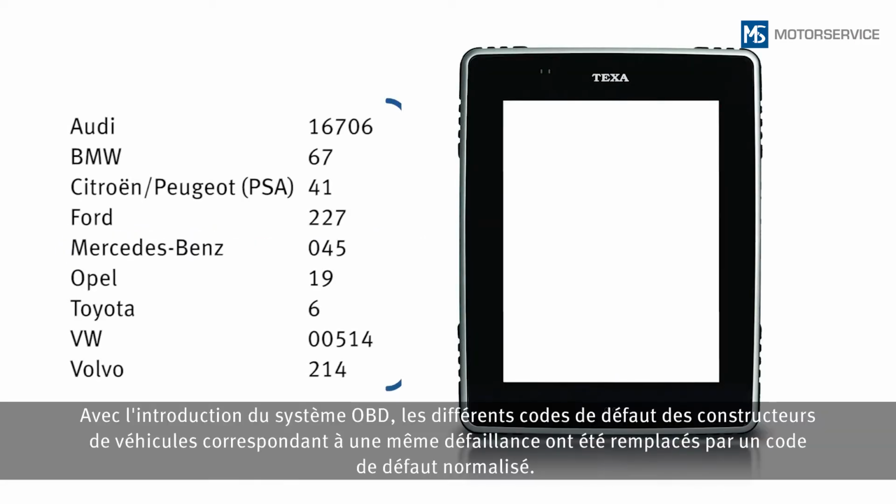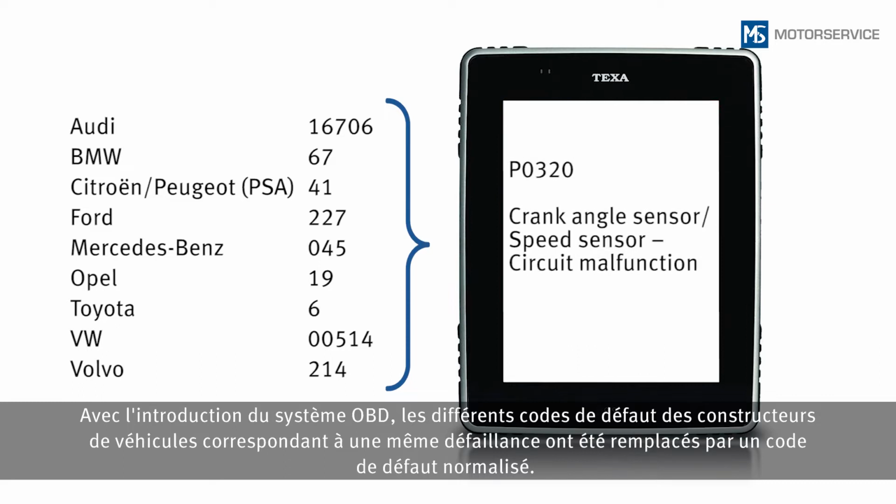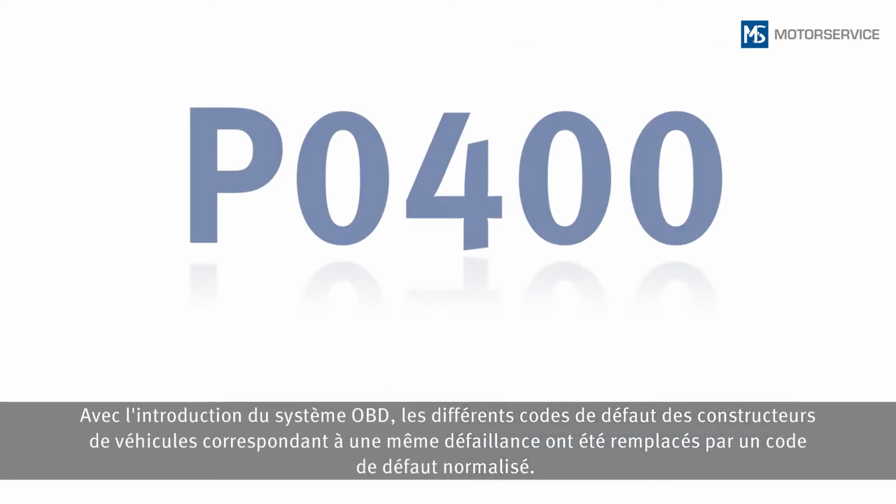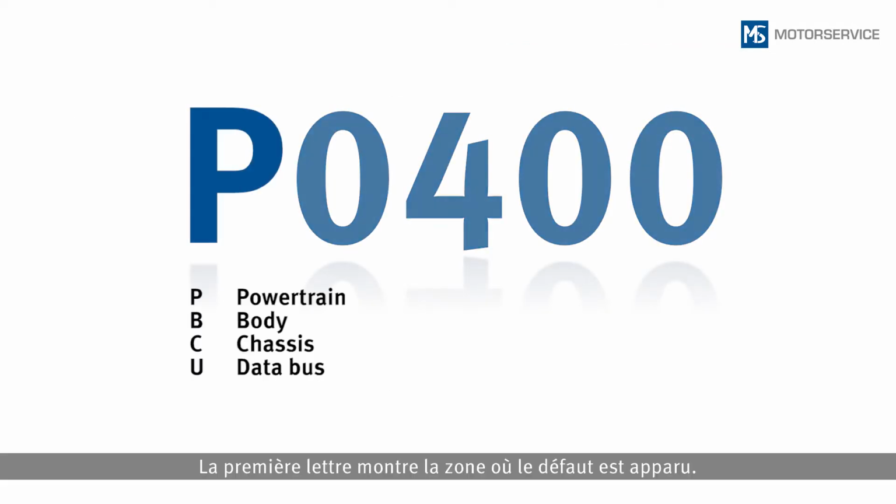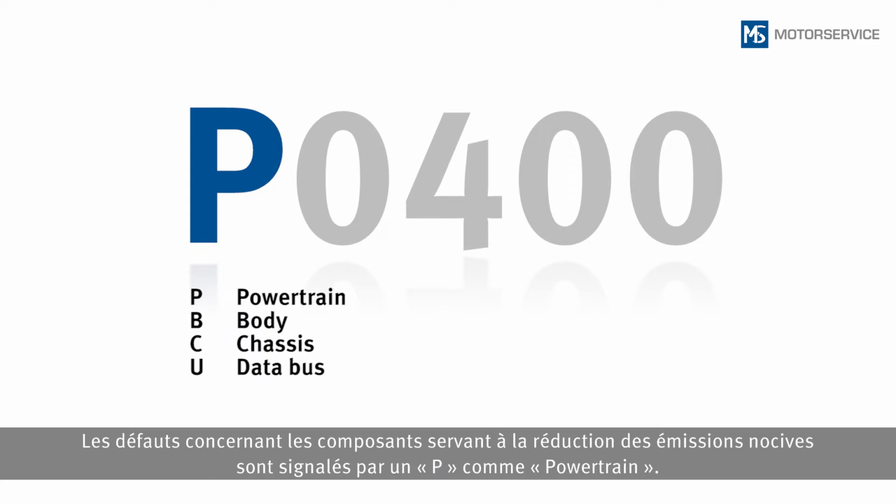With the introduction of OBD, the various DTCs used by individual vehicle manufacturers for just one error were replaced by standardized DTCs. The first letter indicates the area in which the error has occurred. Errors on components related to emission control are indicated by a P for powertrain.